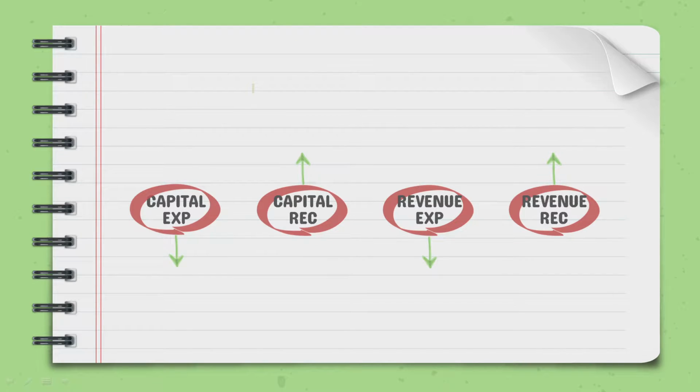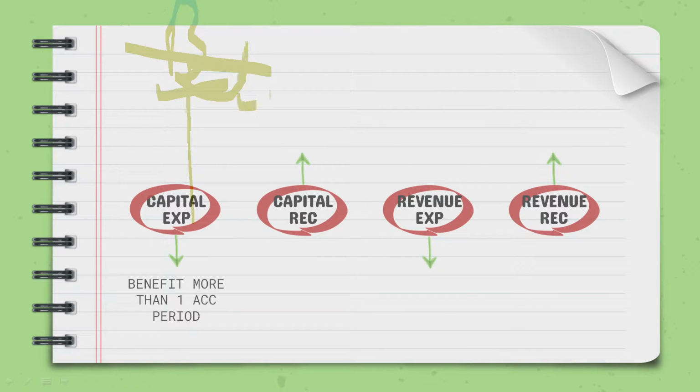Now we are going to see what the different kinds of payments, expenditure and receipts are that we can receive. First, it's capital expenditure. What is capital expenditure? It's that expenditure, the benefit of which we incur for more than one accounting period. For example, we purchase a building.